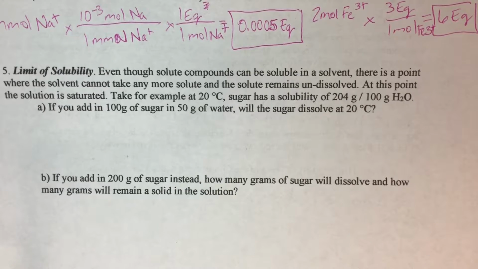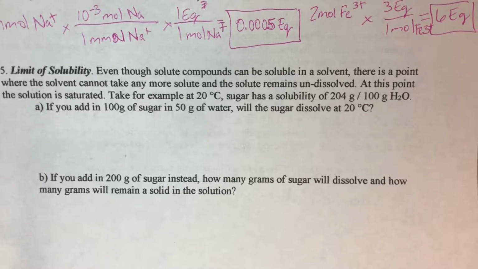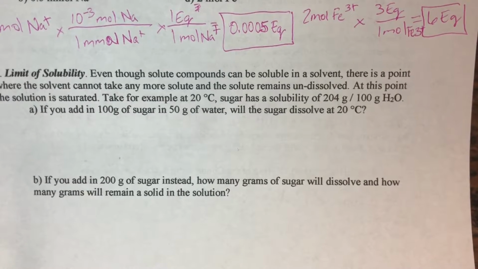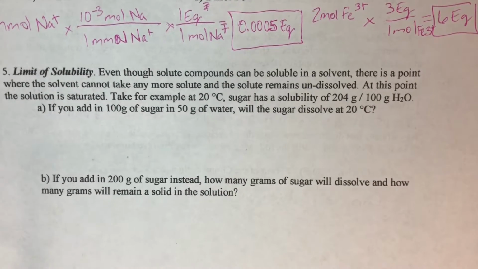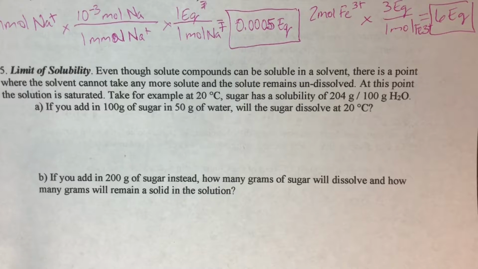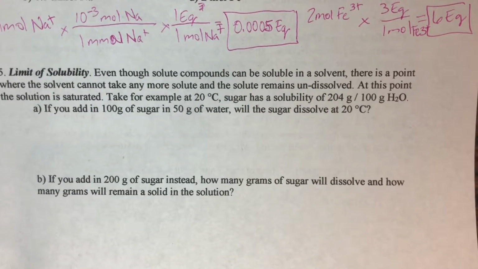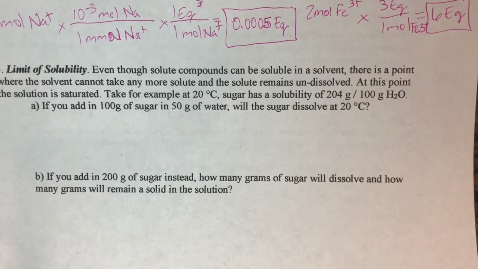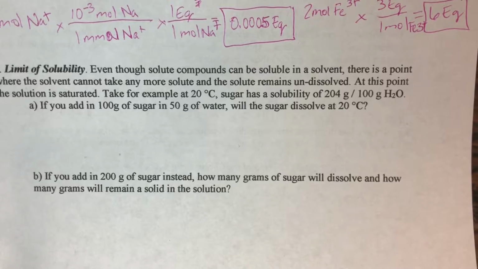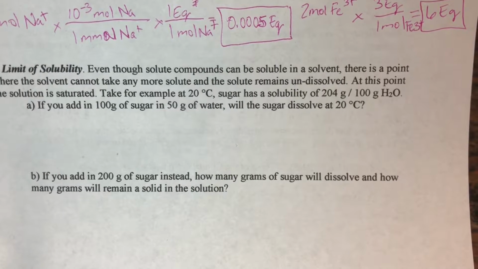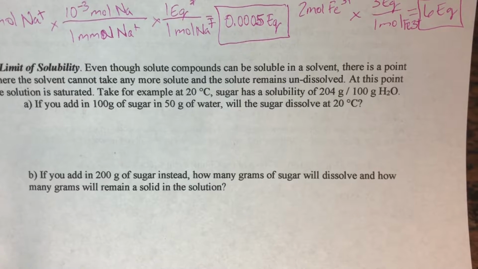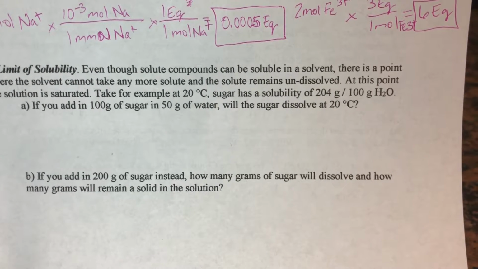Next, we're going to be doing the limit of solubility. Even though solute compounds can be soluble in a solvent, there is a point where the solvent cannot take any more solute and the solute remains undissolved. At this point, the solution is saturated. Take, for example, at 20 degrees Celsius, sugar has a solubility of 204 grams over 100 grams of water. So A, if you add in 100 grams of sugar and 50 grams of water, will the sugar dissolve at 20 degrees Celsius?